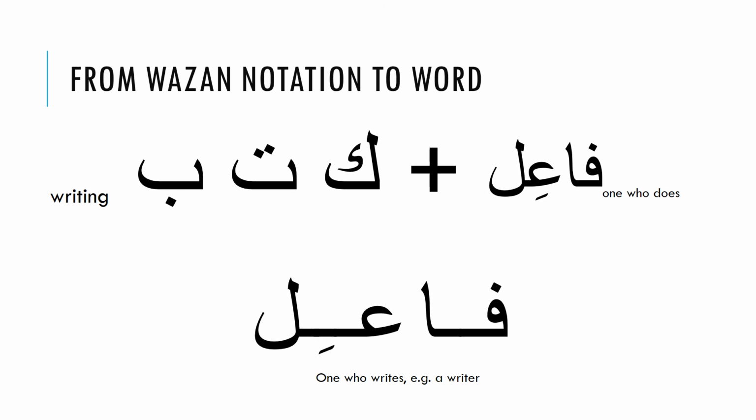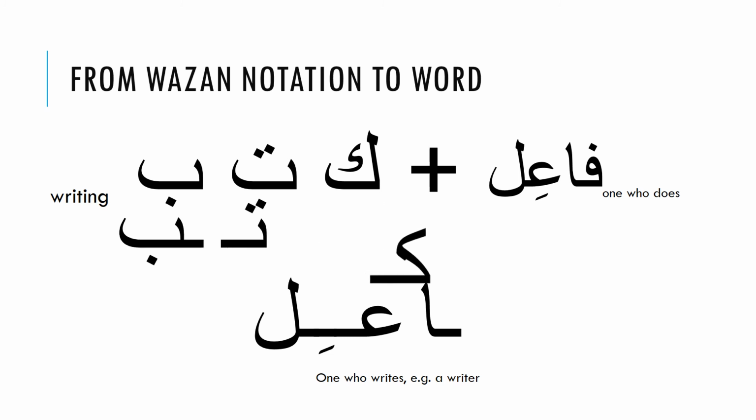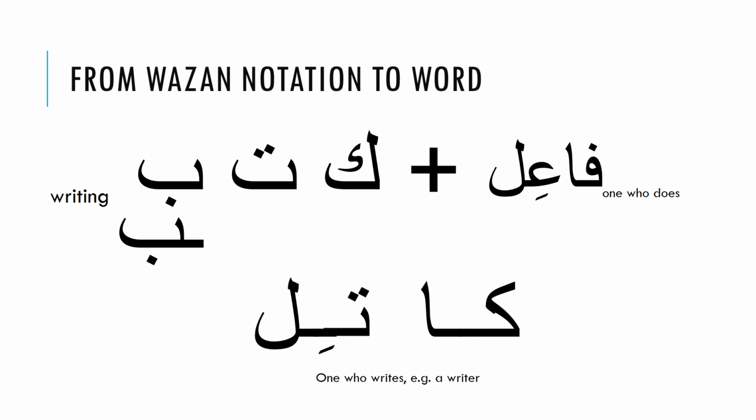We end up with, down here, here's our wazn in our new wazn notation. It's like an algebra equation. We're going to slot in ka, ta, and ba. So we have a ka, ta, and ba, and they're going to replace the fa, the ayn, and the lam, and we produce a word katib, which means one who writes, or a writer.